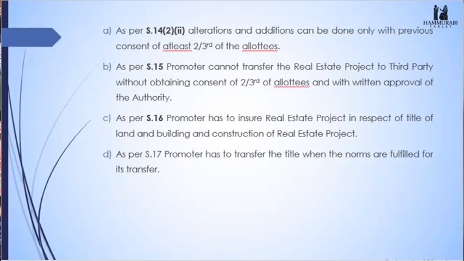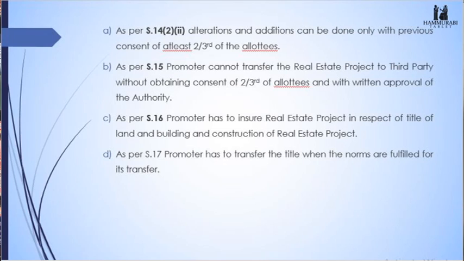As per Section 14.2, alterations and additions which are to be done in the plans have been made very strict. The promoter has to obtain permission of 2/3 of the allottees to change any plans, any layouts. If the promoter wants to assign his project to another promoter, in that case also, as per Section 15, the promoter has to obtain 2/3 consent of the allottees, then only it will get transferred. And further, there has to be a written approval of the authority.